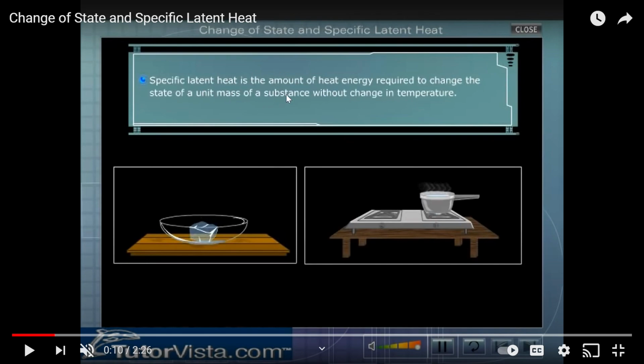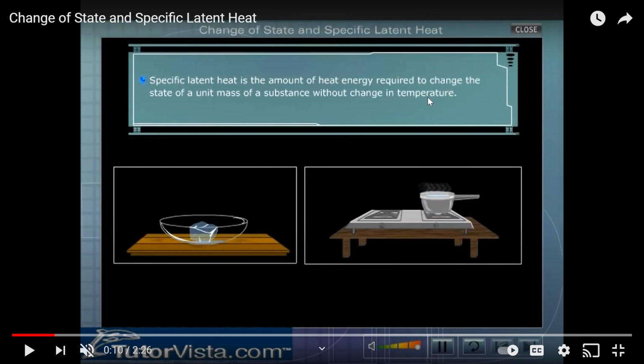And what is it saying? It is saying that some energy that we use to change the state from solid to liquid or from liquid to gas. Some amount of energy is used to change the state, but the temperature of the substance is not changing. This is what the definition says.